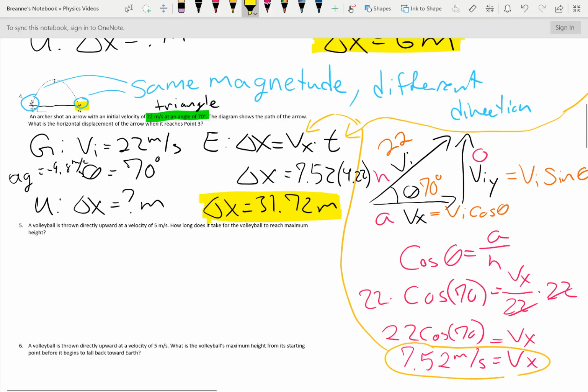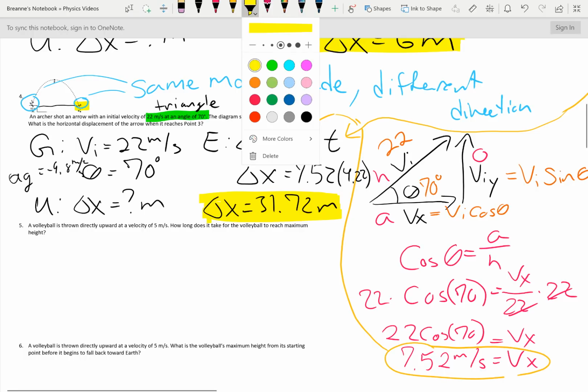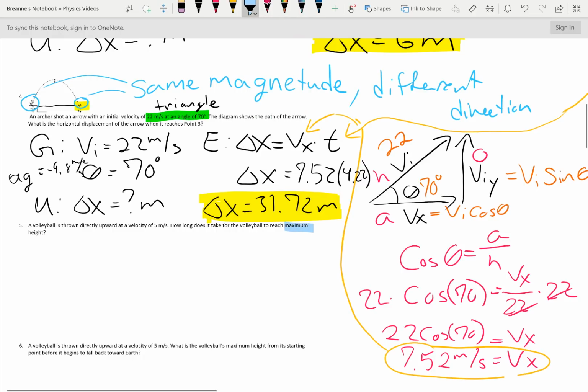How long does it take the volleyball to reach maximum height? Now, if you see maximum height, what happens to the velocity at maximum height? We're doing givens here. Hopefully you know that velocity at the top is 0. So that's when max height happens.